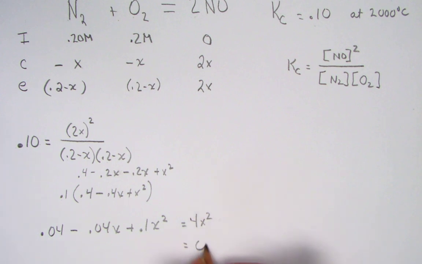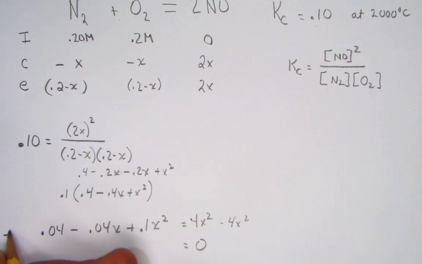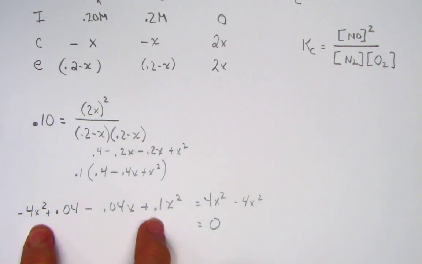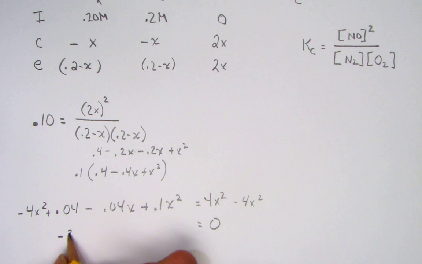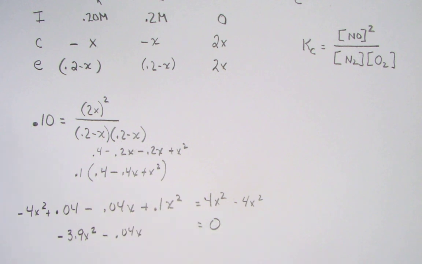We want to end up having an algebraic equation for the quadratic formula, so we want to set it to 0. Let's subtract 4x squared from both sides. I can combine these two like terms. So a negative 4 plus a positive 0.1 is negative 3.9x squared, minus 0.04x, plus 0.004.